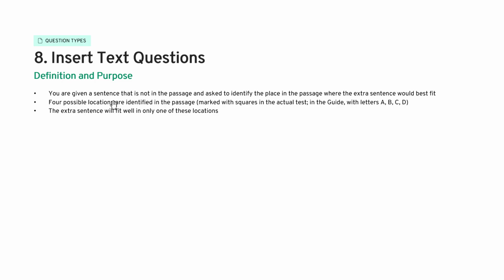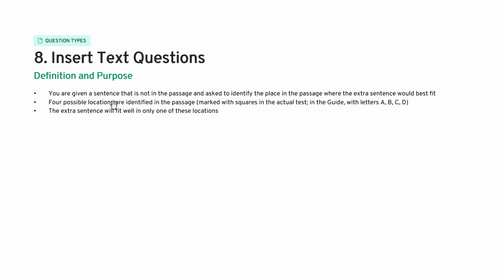Instead, the answer choices are all inside the passage, and whenever it is inside the passage, it is marked as A, B, C, or D, and we need to choose one of those locations in order to insert the sentence. And that sentence, when we insert it, should give the best logical meaning and connection to other sentences before and after that. So that's the sentence insertion question and how it looks like.